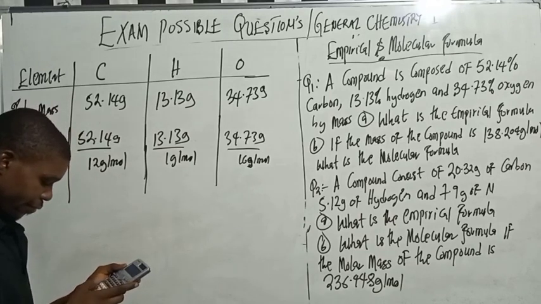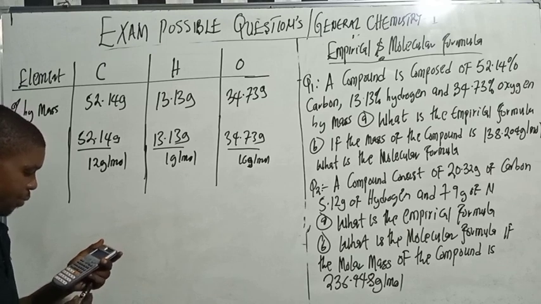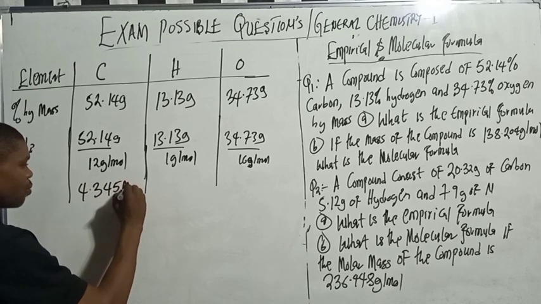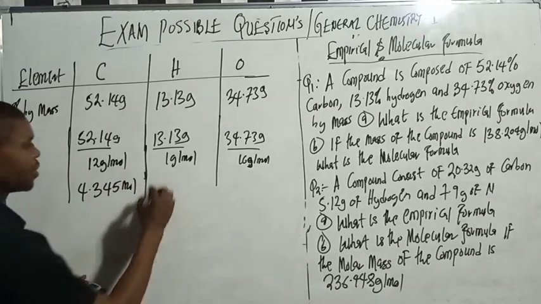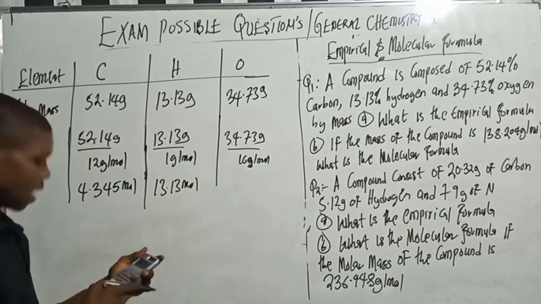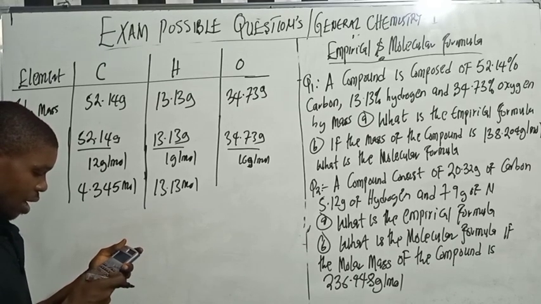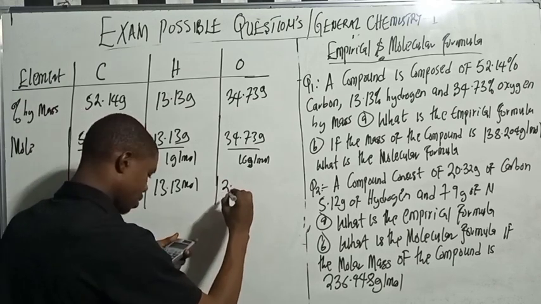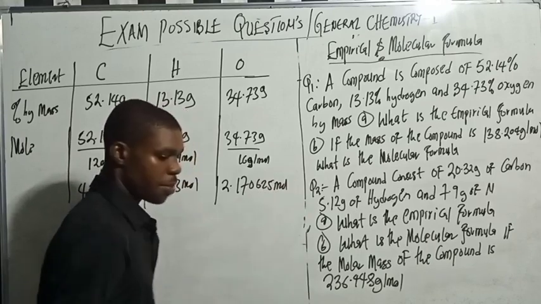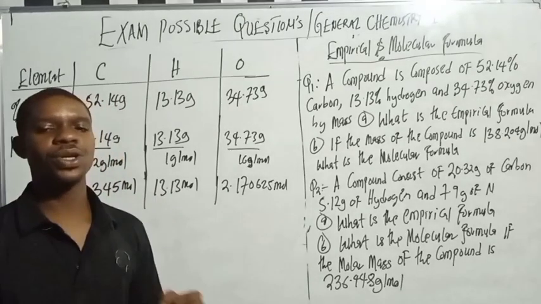So here we have 52.14 divided by 12, so you have 4.345 moles. You see that? Then this is going to be 30.13 moles. Alright, let me do this last one: 34.73 divided by 16 gives 2.170625 moles. My advice to you is that when you are solving, don't approximate at the initial point. You can only approximate when you get to the final answer.